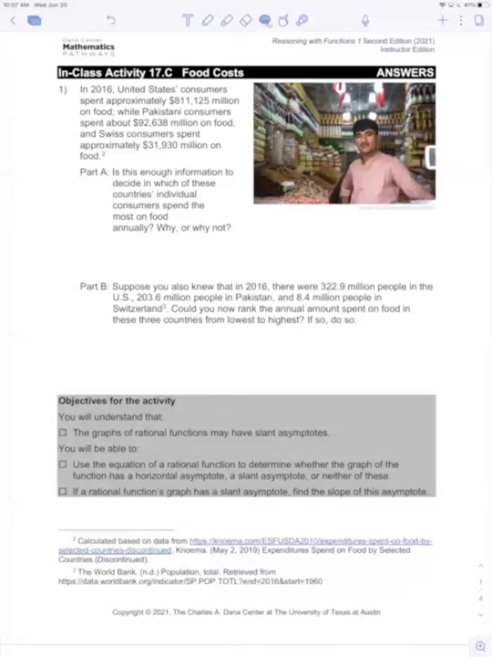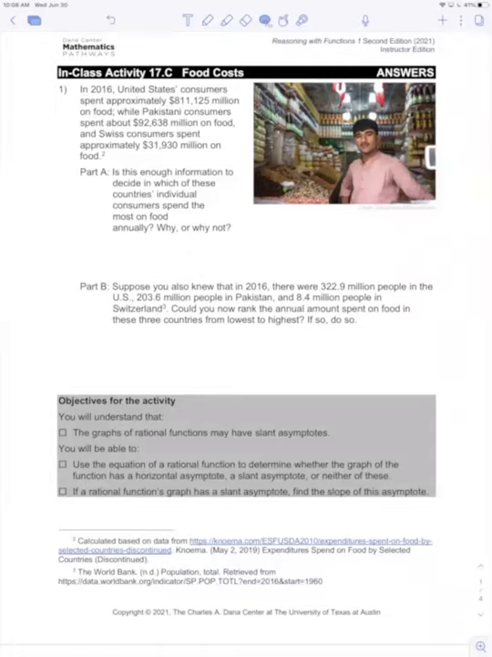In-class activity 17C. In 2016, United States consumers spent approximately $811.125 million on food, while Pakistani consumers spent about $92.638 million on food, and Swiss consumers spent about $31.930 million on food. Part A, is this enough information to decide in which of these countries individual consumers spend the most on food annually? No, since the countries are not the same size, the total spent is not a good measure of how much individuals spend on food.